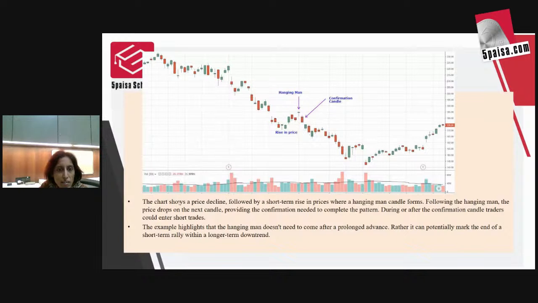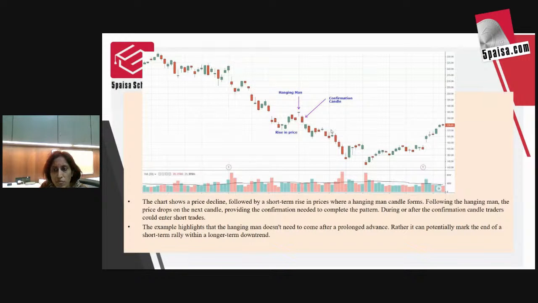All right. So this chart, as you can see, shows a price decline followed by a short-term rise in prices, where a hanging man candle forms, right? Okay. So following the hanging man, as you can see, the price drops on the next candle, providing the confirmation needed to complete the pattern. Okay, so at this point, what will you do as a trader? You will exit the long trades and you will enter into the short trades, the moment you get this kind of confirmation.